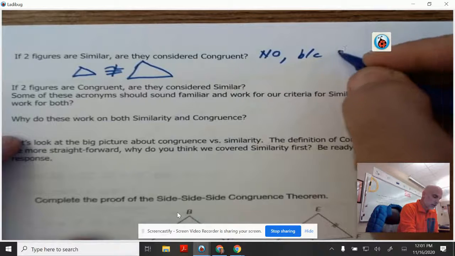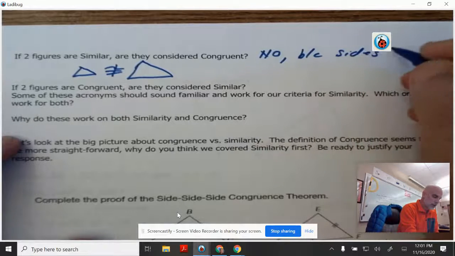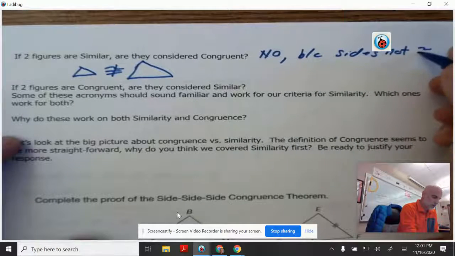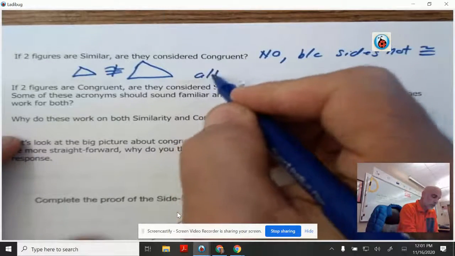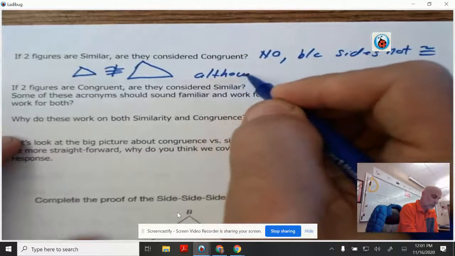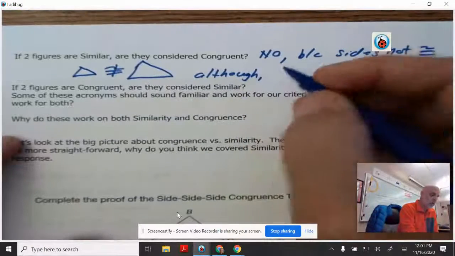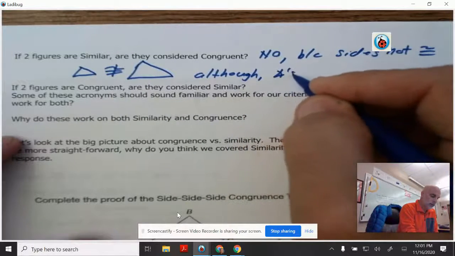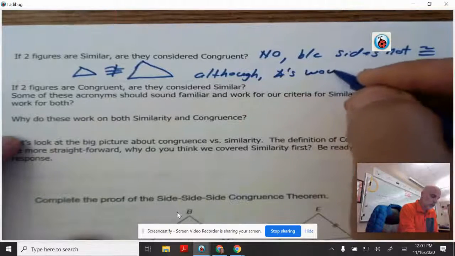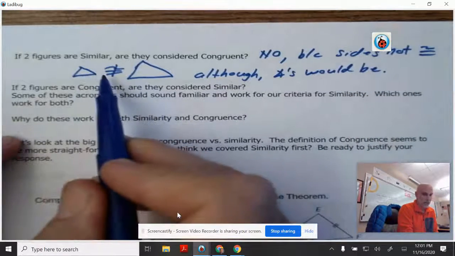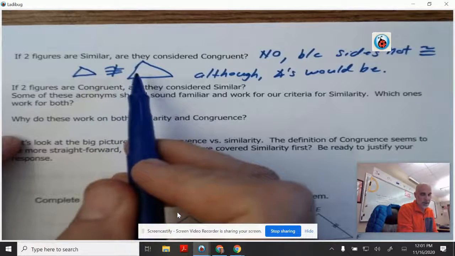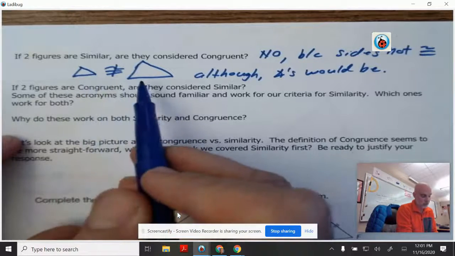because the sides would not be congruent. Although the angles would be. Right? We do know that. And they were similar. All the angles were congruent, but the sides were not. It's just that the sides were proportional.